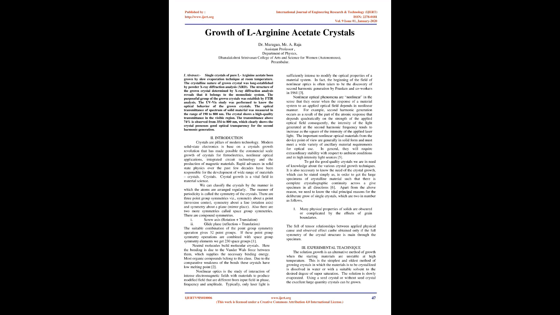The functional group of the grown crystals was established by FTIR analysis. The UV-Vis study was performed to know the optical behavior of the grown crystals. The optical transmittance spectrum of the solid material was measured in the range of 190 to 800 nm. The crystal shows high-quality transmittance in the visible region. The transmittance above 74% is observed from 354 to 800 nm, which clearly shows the crystal possesses good optical transparency for second harmonic generation.